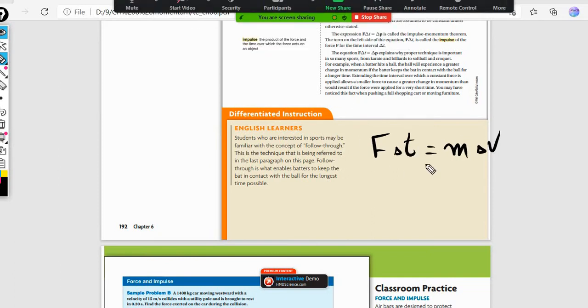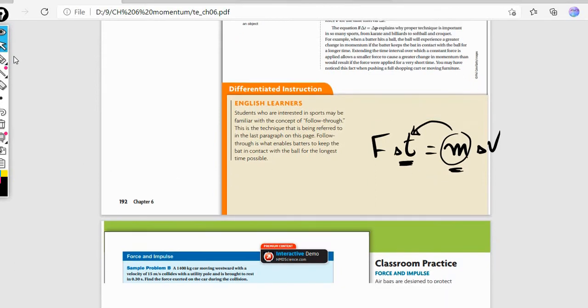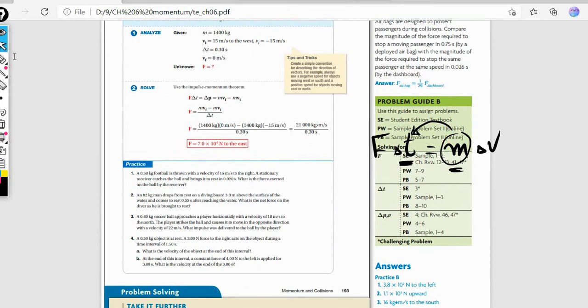Now let me ask you a question, guys. What will happen if we increase the mass? What will happen to the time? Will the time increase or decrease? Guys, as you see here, we have a direct proportion between mass and time. What does it mean? It means that when we increase the mass, we will also increase the time.